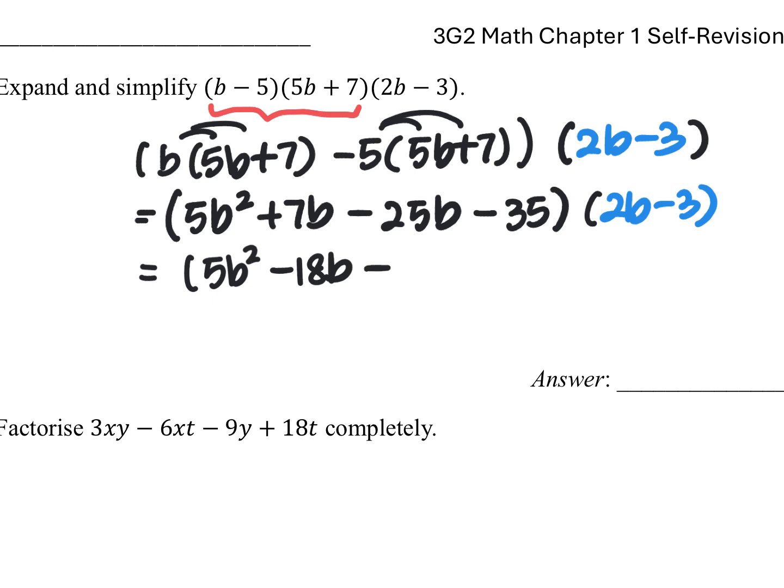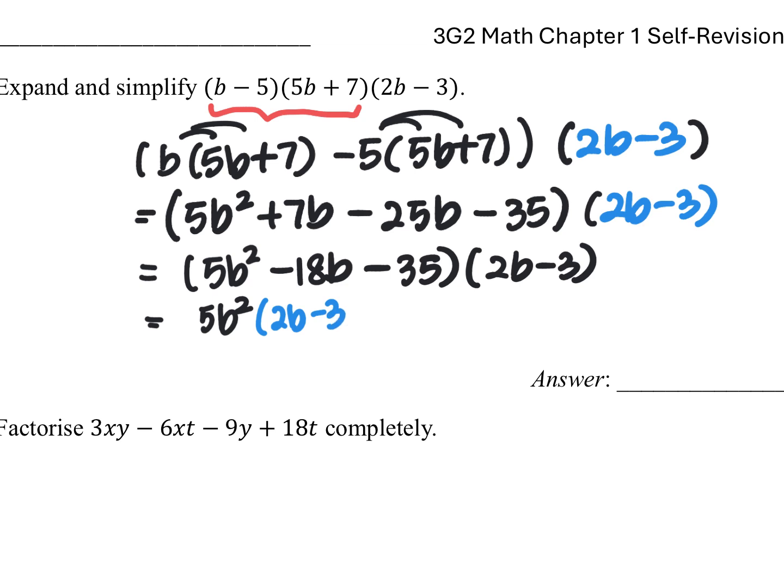So simplifying this, I have this one. And now I'm ready to multiply to the other bracket, 2b minus 3. We notice that there are 3 different terms inside our bracket. So what we can do is write it as 5b squared multiplied by 2b minus 3. Then we repeat for the next one. The next term is negative 18b, negative 18b multiplied by 2b minus 3. And last but not least, negative 35 multiplied by 2b minus 3.